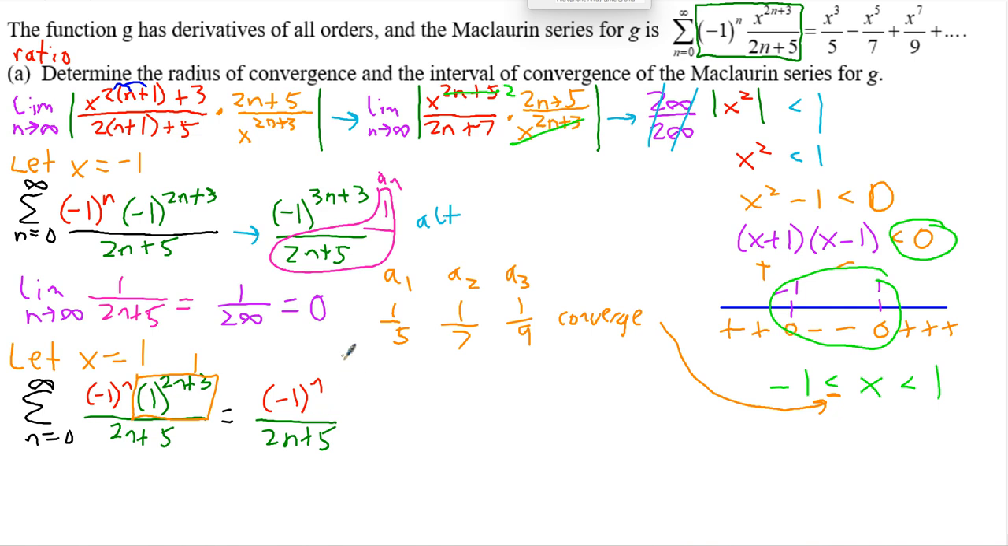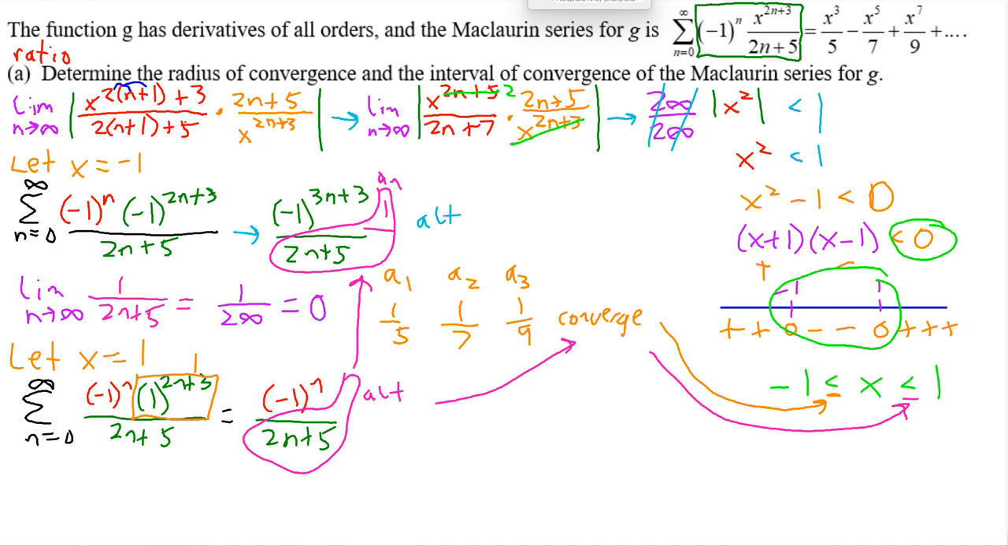And notice the thing that we have left here using the alternating series test is identical, 1 over 2n plus 5, to this one here. So there's no need to test it again, we're going to get the exact same results. So this one's also going to converge, which means we put the equal to there.